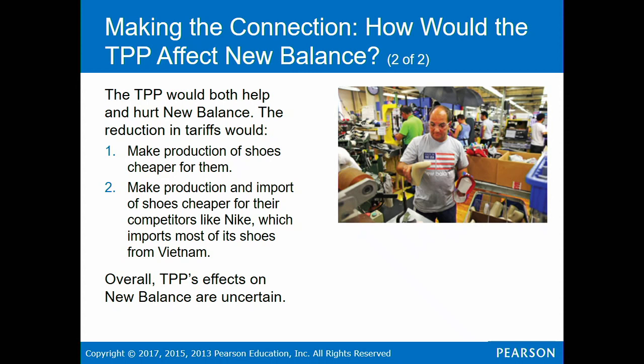So if that would have reduced the tariffs on shoe parts, on the resources they needed to make shoes, then New Balance could make shoes at a lower cost. So that would help them out. They'd be a winner in that regard. But it would make production and import of shoes cheaper for competitors like Nike that produce the shoes overseas. So overall, the effects of this potential trade agreement on New Balance were uncertain. And this happens a lot with international trade agreements, where they talk about reforming tariffs, is that in some cases it will make it easier for their competitors, but it also makes it easier for those firms.